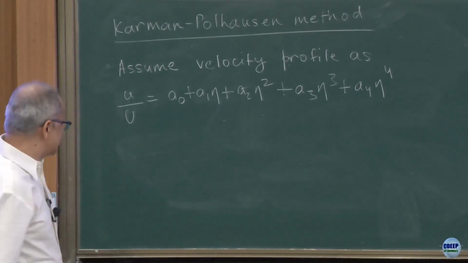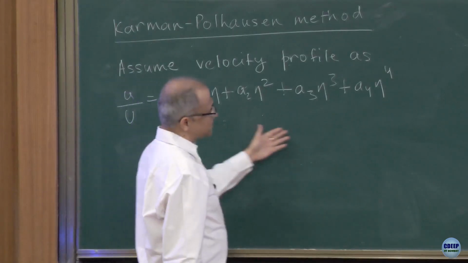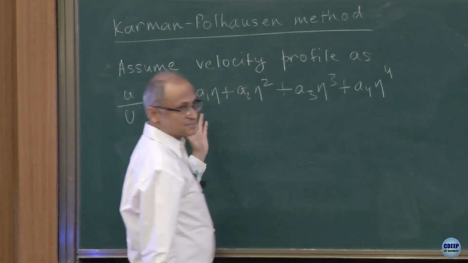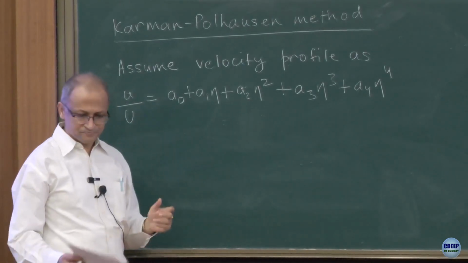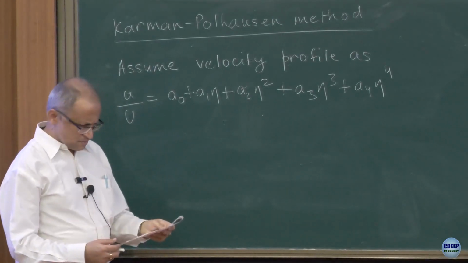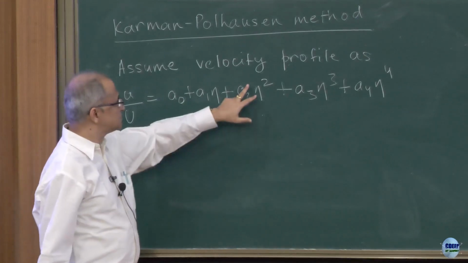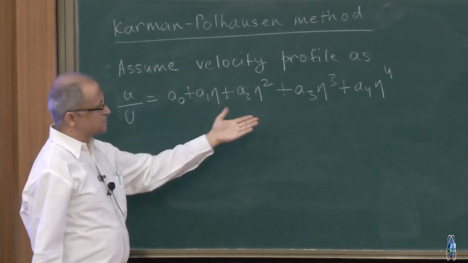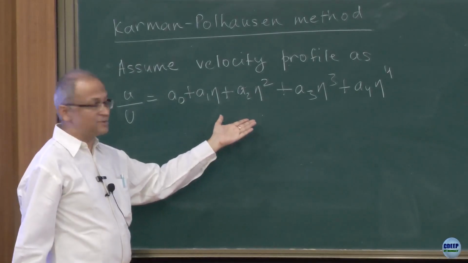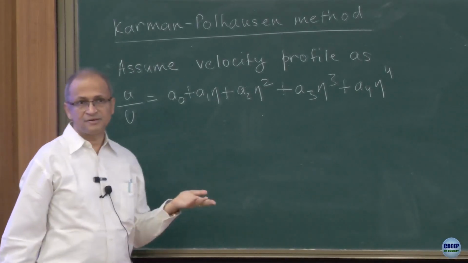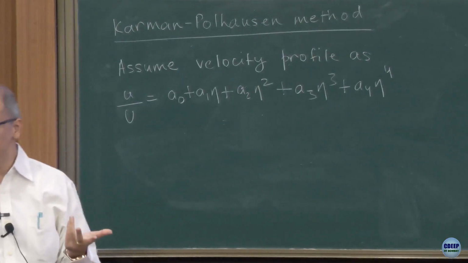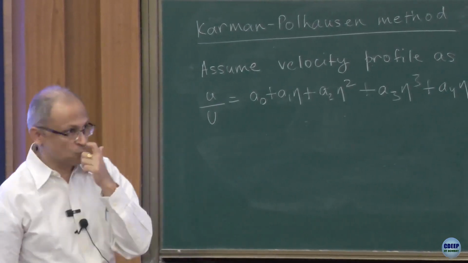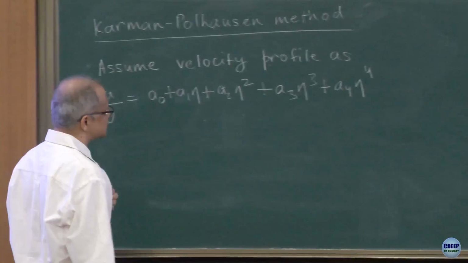So we have simply assumed this velocity profile, where eta, as we already know, is y by delta. So this is a fourth order polynomial. How many coefficients are here? 5 coefficients, and so we need how many conditions to evaluate them? 5. So what are those 5 conditions? We will have to write it down.